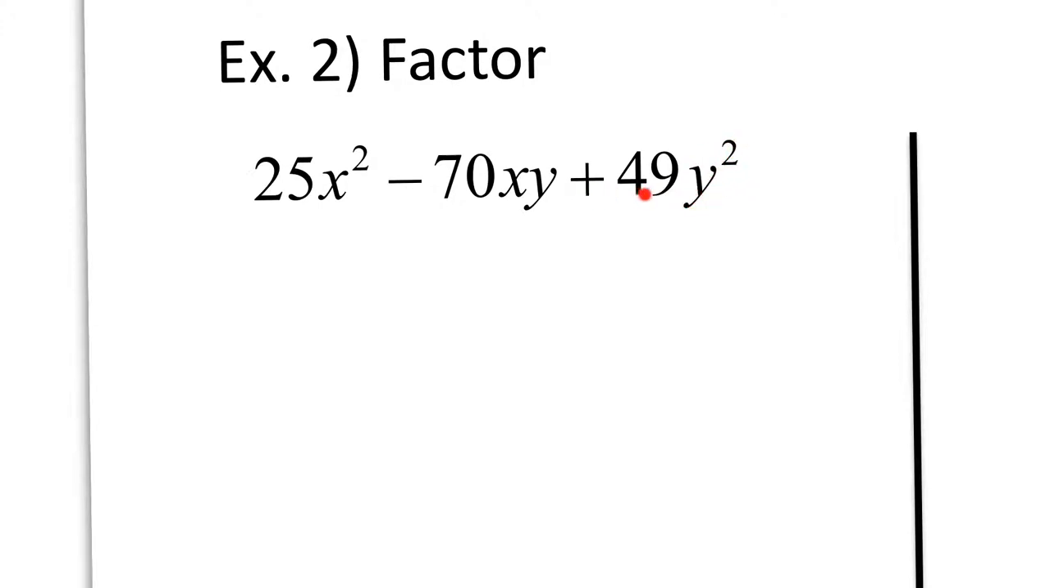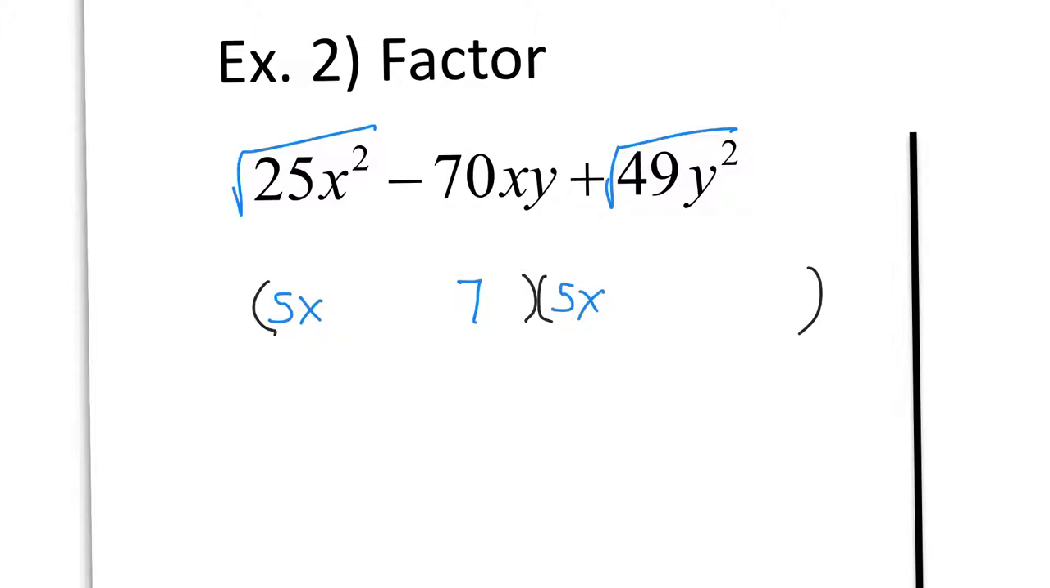Notice that the last term is positive. That's a good sign. It actually has to be positive in order for this to work. So I'm going to set up my two binomials, my two parentheses here. I'm going to take the square root of the 25x squared, and that's going to be 5x, with the 5x over here. I'm going to take the square root of the 49y squared. The square root of 49 is 7, but the y squared becomes a y when you take the square root.